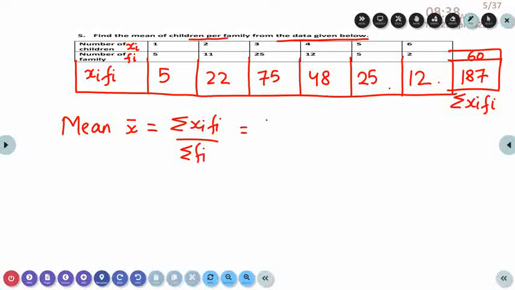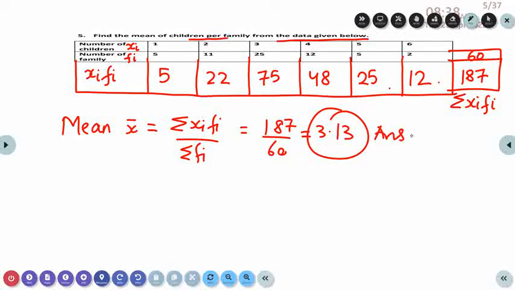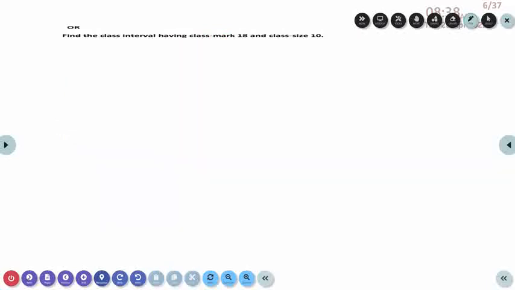Now in question number 5, there is an OR part also. The OR part is: find the class interval having class mark 18 and class size 10. So we have to find a class interval. That means we have to find the upper and the lower limit of the class interval, which is having class mark 18 and class size 10.